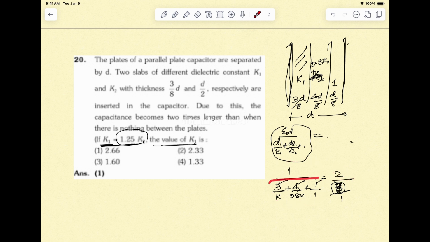Now come back to this denominator here: 3 by k plus 4 by 0.8k plus 1 by 1. Now we know that 4 by 0.8k is equal to 5 by k. Therefore it is now 8 by k. That means 8 by k plus 1 is going to be 4, because there's 2 and 8 is going to become 1 by 4. That means 8 by k equals 3. Therefore k is equal to 8 by 3, which is 2.66. Tick 2.66 as the answer.